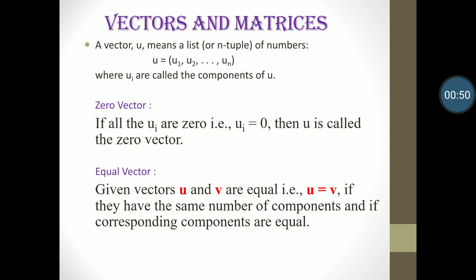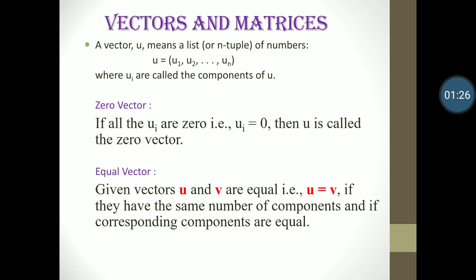So what is a vector? A vector U means a list of numbers. U is equal to U1, U2 up to Un, where the Ui are called the components of U. We can say U1, U2 up to Un are the components of the vector U. If all the members of our vector are zero, then it is known as a zero vector.